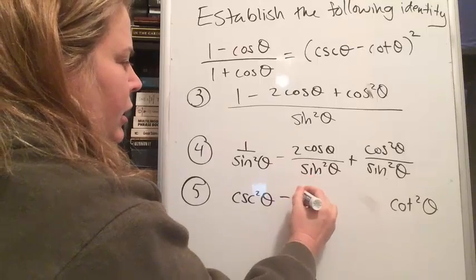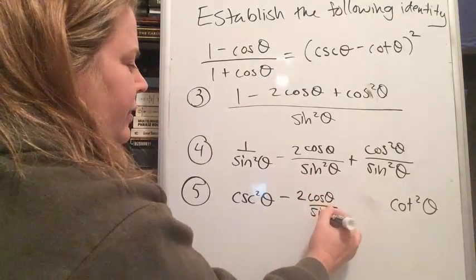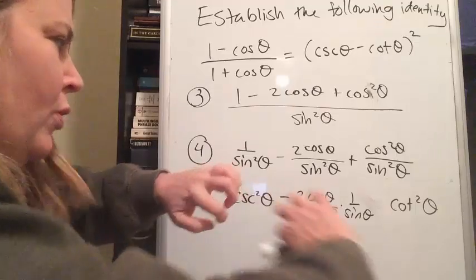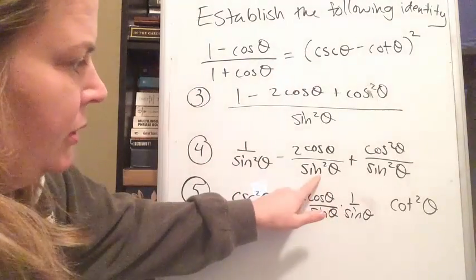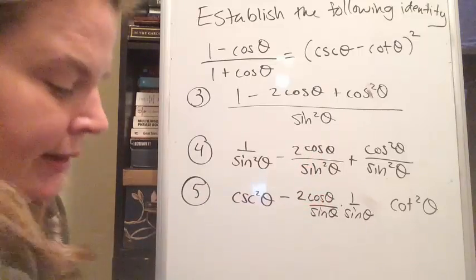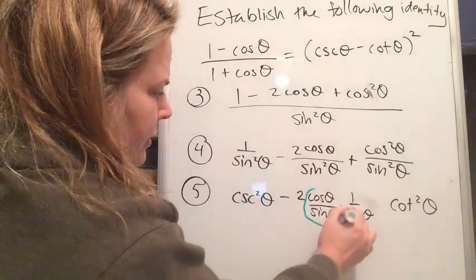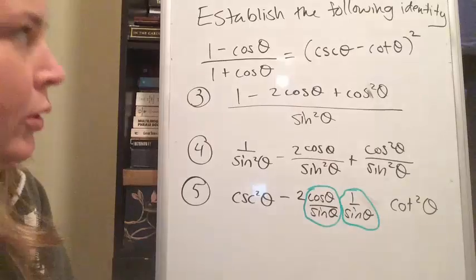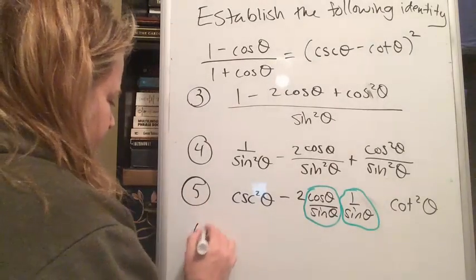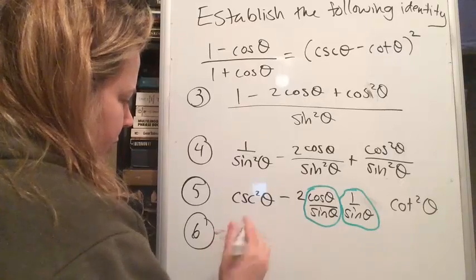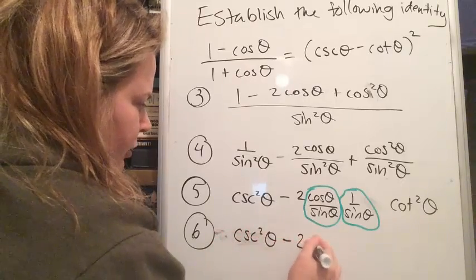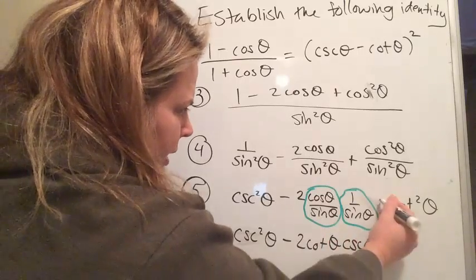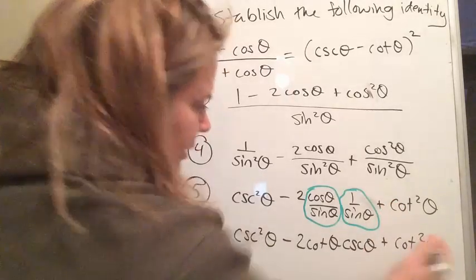I'm going to make it minus 2 cosine theta over sine theta times 1 over sine theta. So I just pulled them apart a little bit. Do you see? Sine times sine is sine squared. Cosine times 1 is cosine. And now I can see that this here is cotangent, and this one here is cosecant. So let's rewrite that. Cosecant squared minus 2 cotangent theta times cosecant theta plus cotangent squared theta.